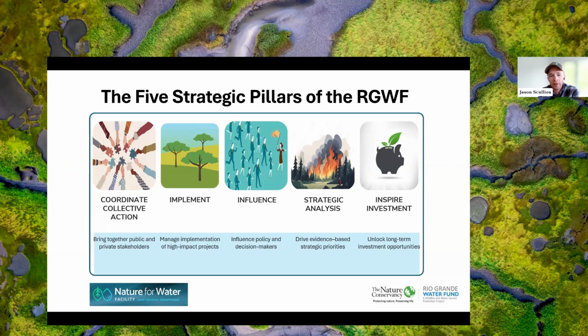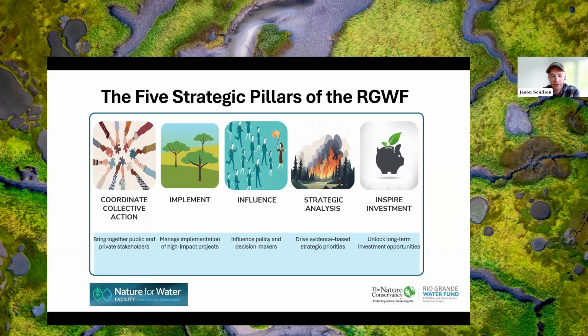Next up, we have influence. Influence is focused on really influencing governance in the broader landscape. So to expand prescribed fire on the landscape and to do it well, we need to improve our regulatory regime in the state. So we're looking carefully at what are the opportunities to improve policy to support the mission of the Rio Grande Water Fund. That's part of the influence pillar.